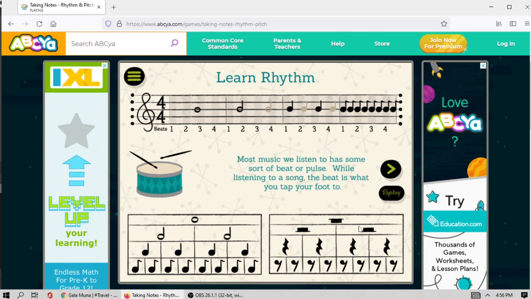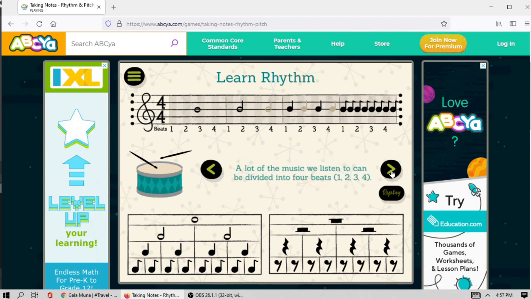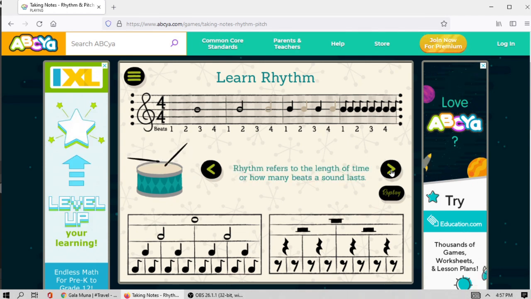Most music we listen to has some sort of beat or pulse. While listening to a song, the beat is what you tap your foot to. A lot of the music we listen to can be divided into 4 beats. Rhythm refers to the length of time or how many beats a sound lasts.